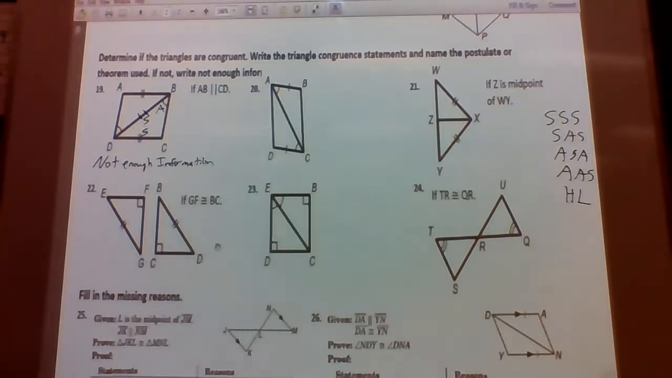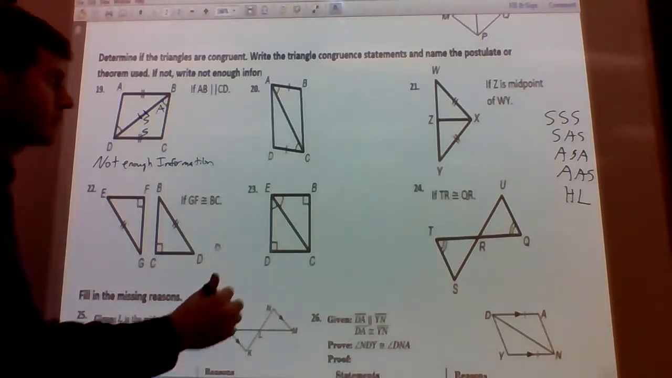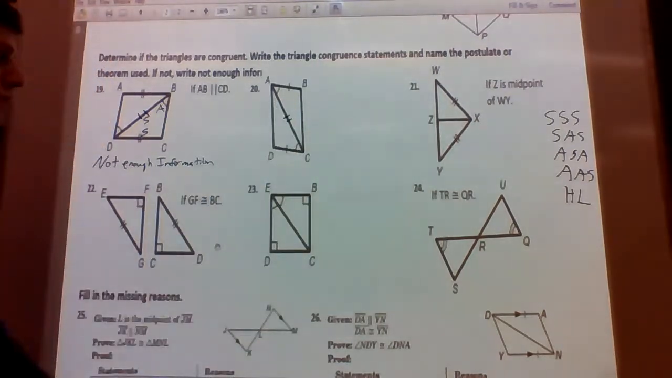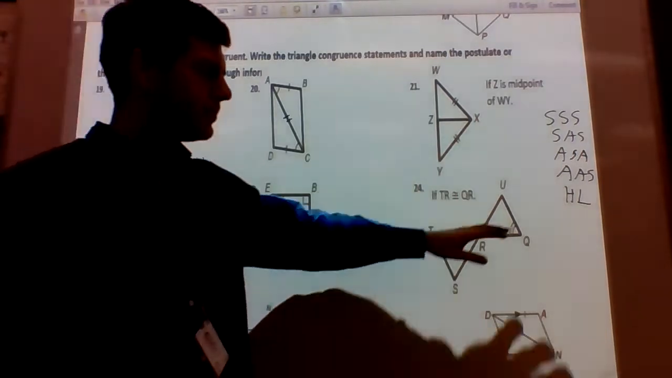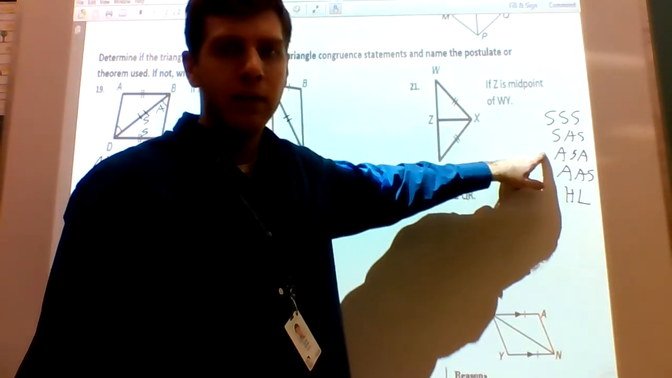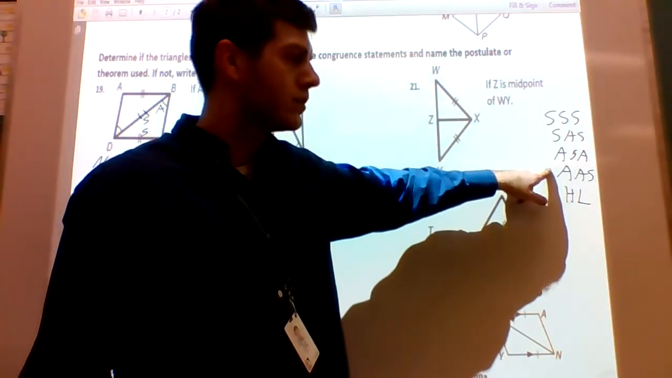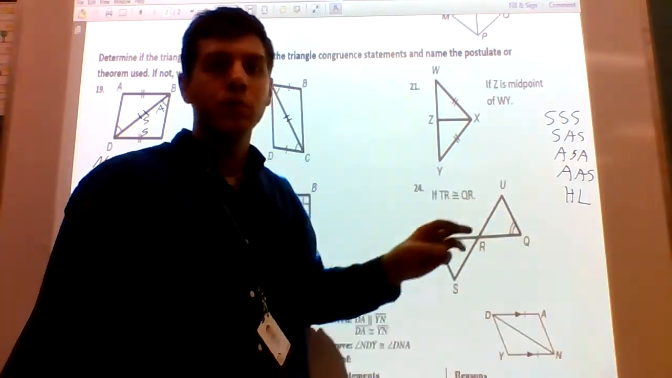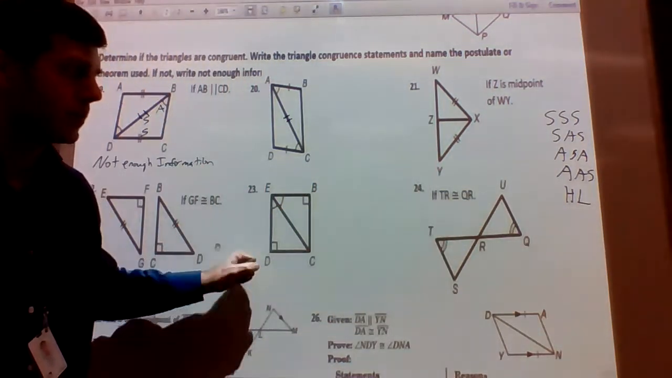Again, just like 19, we have a shared side, so we have the reflexive property or symmetric, however you want to look at it. If AC is congruent to AC, that is the reflexive property. If AC is congruent to CA, that is the symmetric property. And again, in all of these, side-side-angle, side-angle, and angle-side, we are looking for 3 corresponding parts that are congruent.